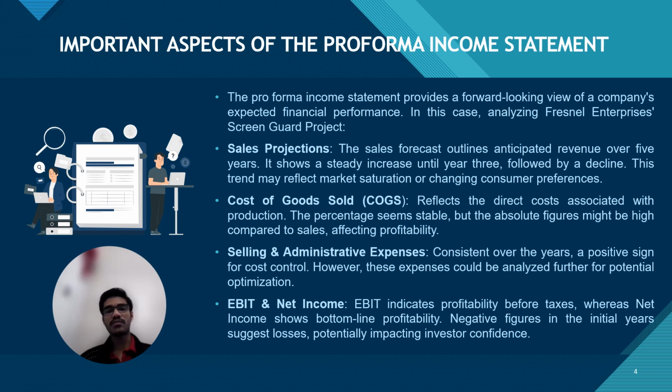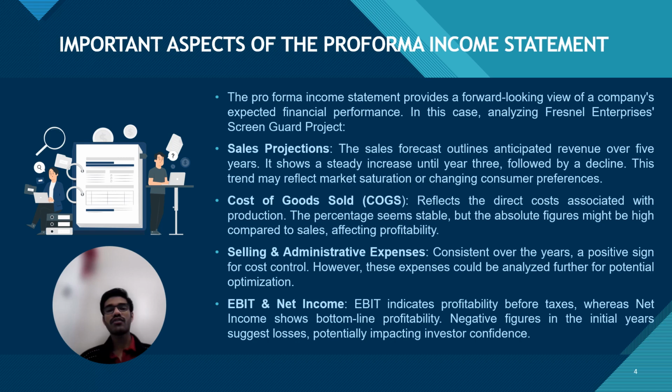Coming to the sales projections, the sales forecast outlines anticipated revenue over 5 years. It shows a steady growth until 3 years, followed by a little bit of decline. This trend may reflect market saturation or changing consumer preferences. Consumer preferences might change over a period of time. They can't be constant for all 5 years, so there might be some changes in the consumer's perspective as well.